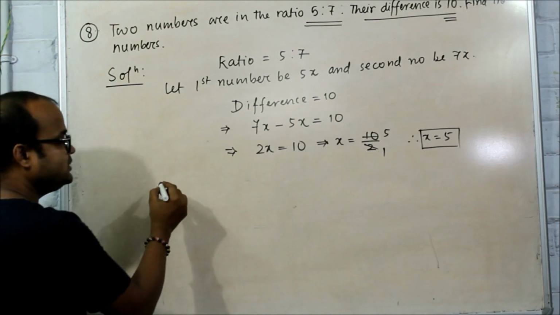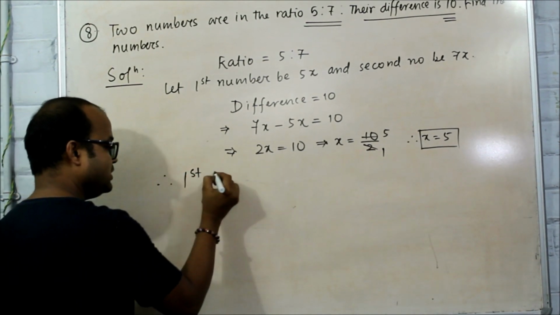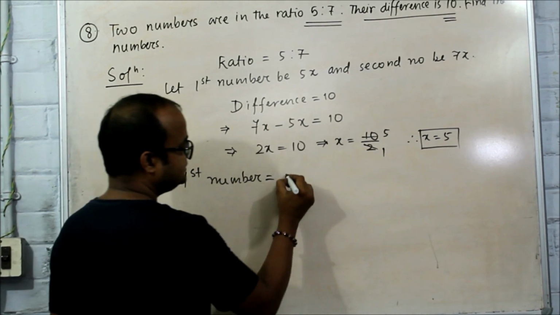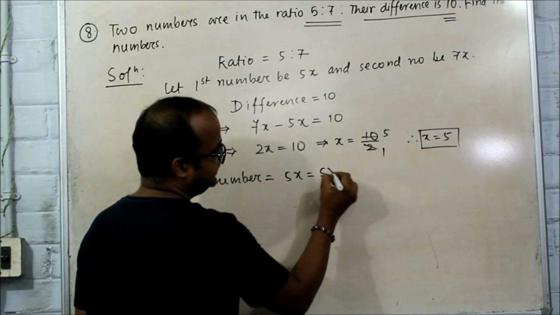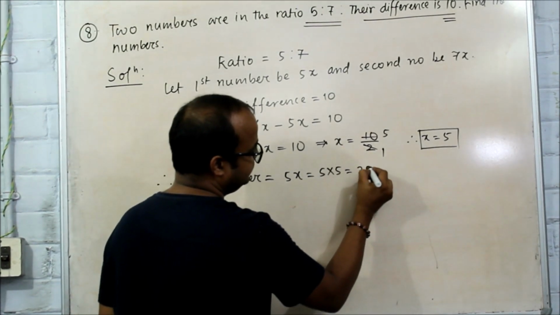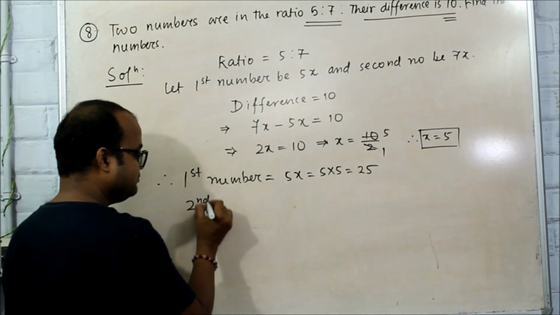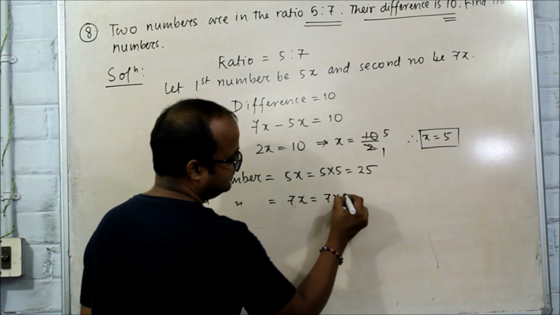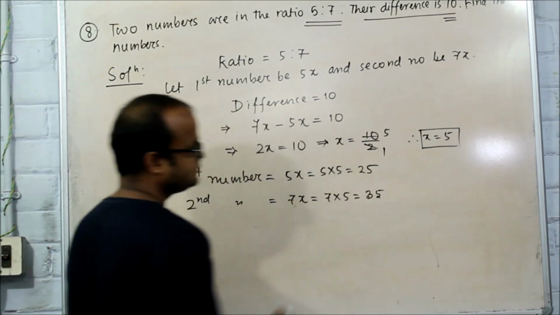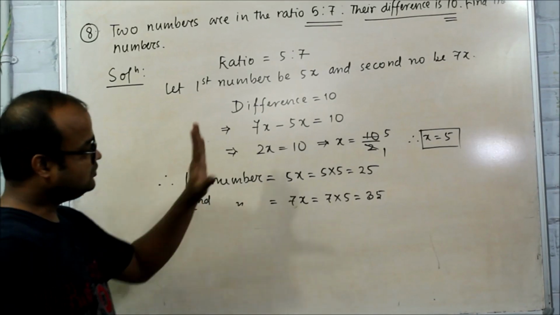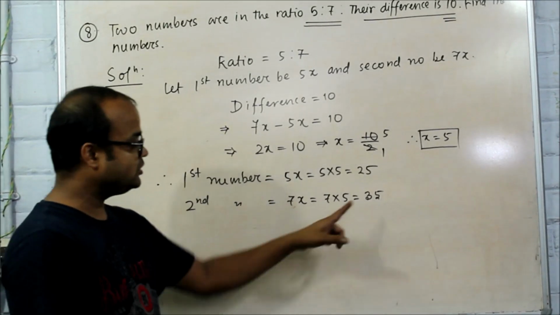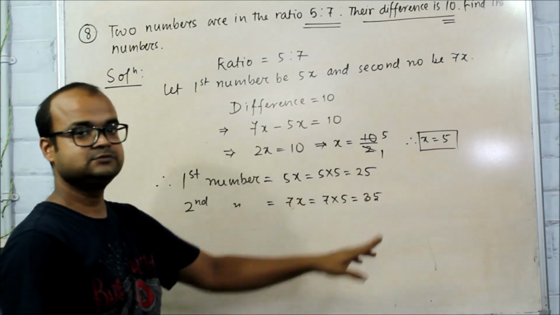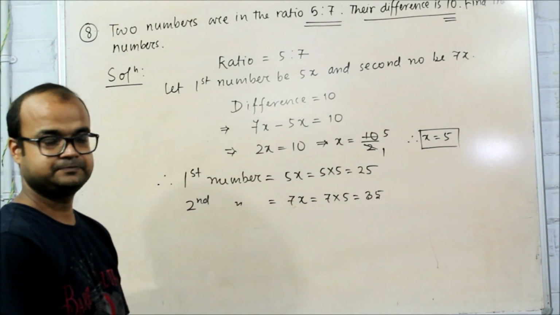So we have to find the numbers. Therefore the first number is equal to 5x, that means 5 into 5 is equal to 25. And the second number is equal to 7x, that is 7 into 5, 35. Clear? Now if you want to check whether you have done it correctly, 35 minus 25 is equal to 10. See, their difference is 10. That means your answer is correct.